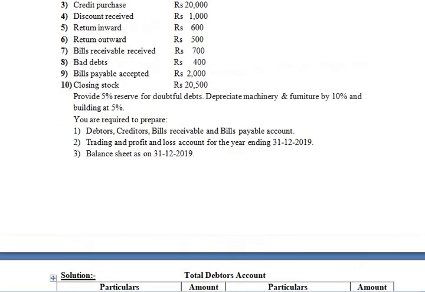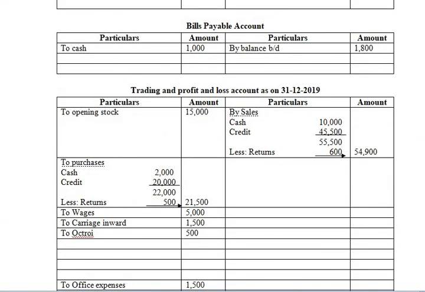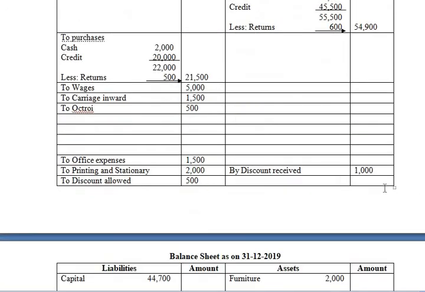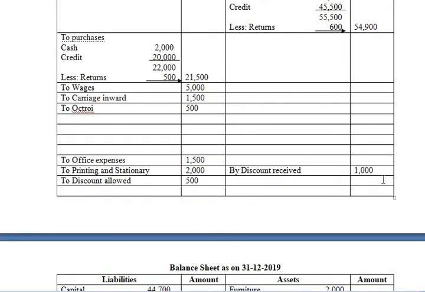Next, after this, you have bad debts. Now bad debts is an expense. Where will it go? The first entry will be to the profit and loss account, to bad debts. And what is the amount of bad debts? 400 rupees. So you write here 400 rupees.